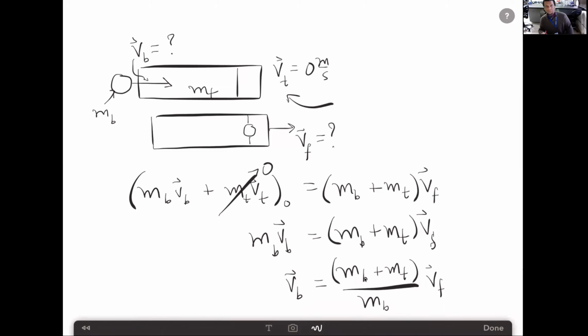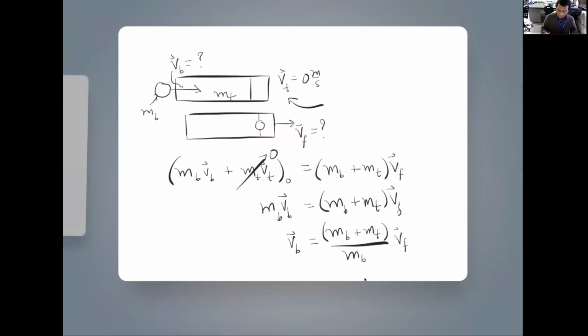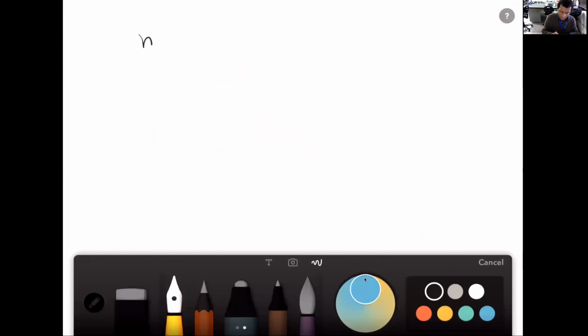Okay? So we're going to find the velocity of the ball using this. I'm going to give you the mass of the ball. The mass of the ball should be something like 16 grams. The mass of the tube is something like 118 grams, all right? The only problem now is the final velocity.